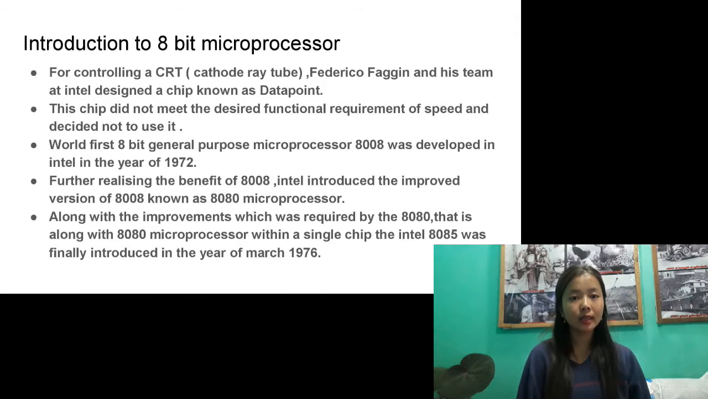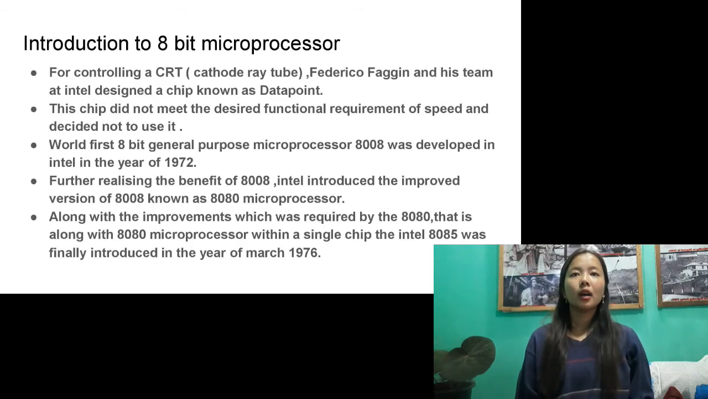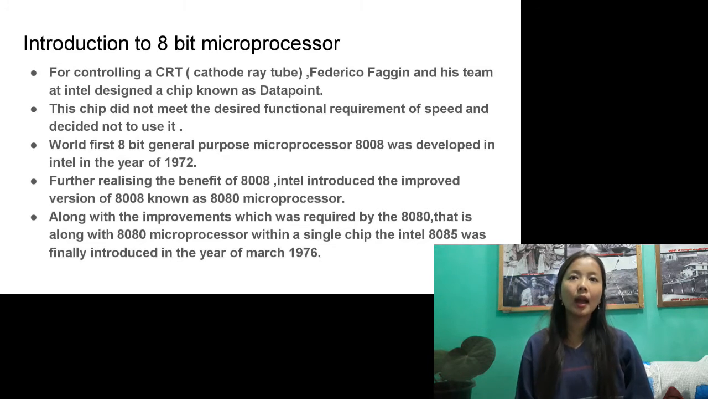Now let's talk about how this 8-bit microprocessor was introduced by Intel. In computer architecture, 8-bit integers, memory addresses or other data units are those that are of 8-bit bytes. Mainly we can consider an 8-bit microprocessor to mean an 8-bit data or information bus. For controlling a CRT, that is cathode ray tube display, Federico Faggin and his team at Intel designed a chip for the Computer Terminal Corporation. Later this chip was called the Datapoint. This chip did not meet the Datapoint functional requirement of speed and they decided not to use it.